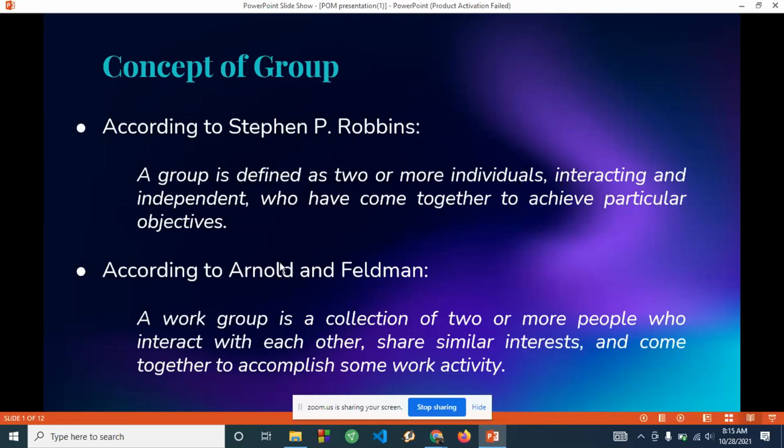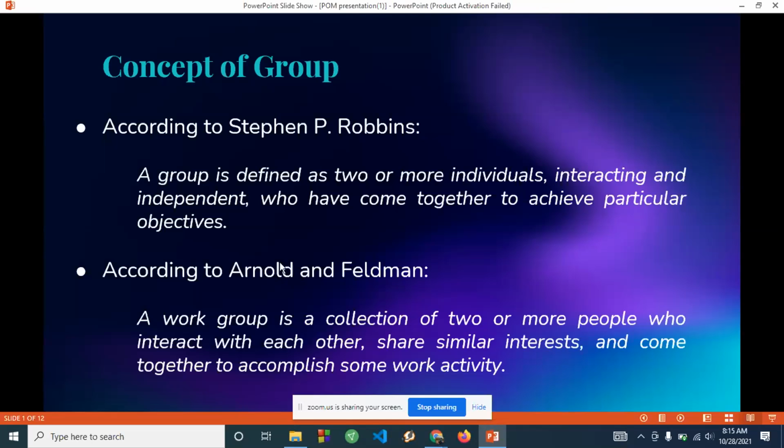According to his theory, there must be involvement of two or more members, and they must interact with each other and be interdependent among the group members, and they have to come together to achieve organizational objectives or organizational goals.